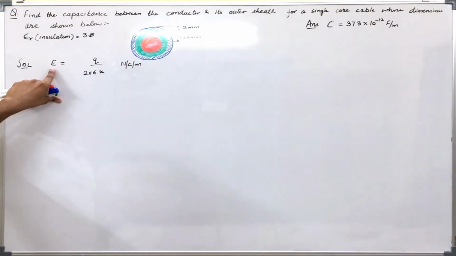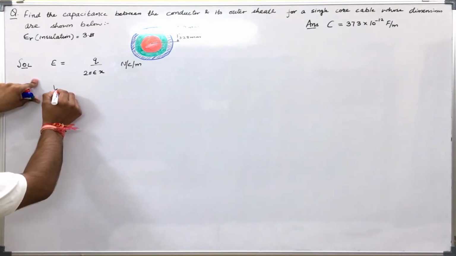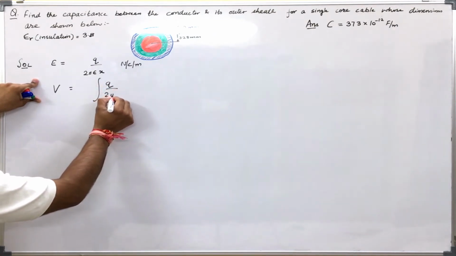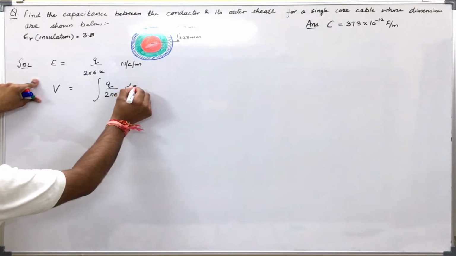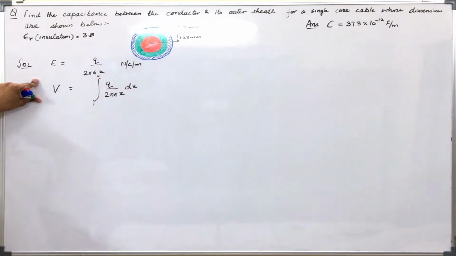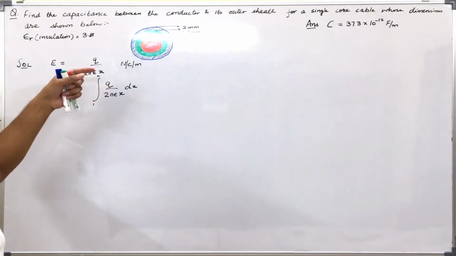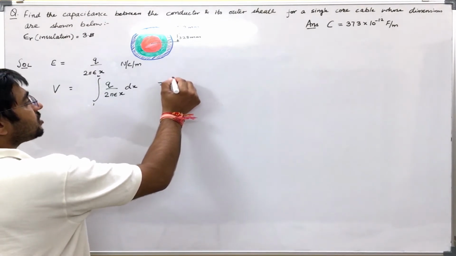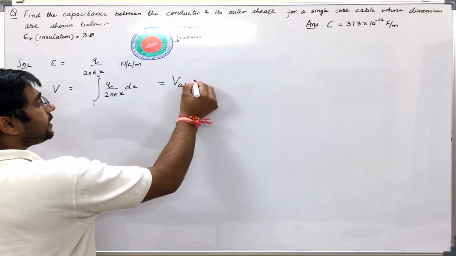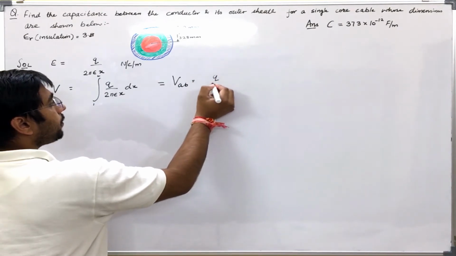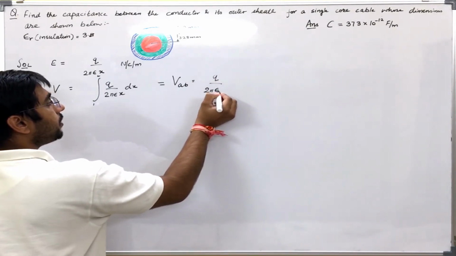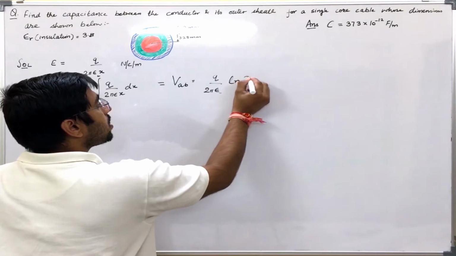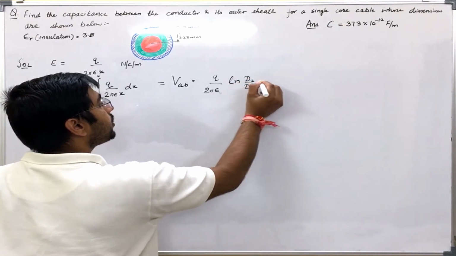Now potential difference is given as its integration from point 1 to point 2. This we have covered already in the theoretical part. From this we got an expression that the potential difference between, let us say, point 1 and 2 is given by Q upon 2 pi epsilon natural log d2 by d1 volt.